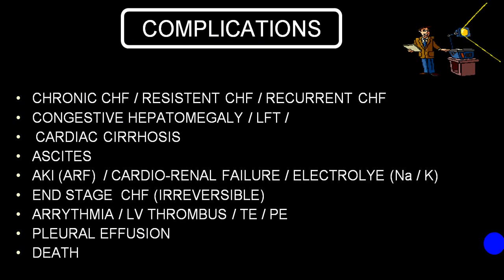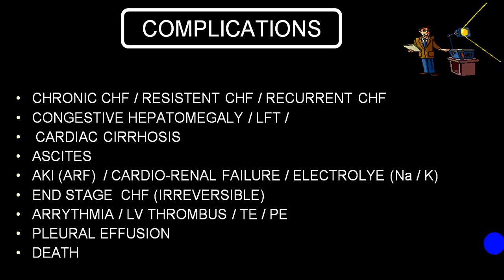As for complications, a person from acute can go into chronic congestive heart failure or resistant, recurrent congestive heart failure. Because of chronic congestive heart failure, a person develops congestive hepatomegaly, which we call cardiac cirrhosis, and ascites. Acute congestive heart failure can end up with an AKI. Chronic congestive heart failure can end up with a cardiorenal failure, or acute congestive heart failure can end up with an acute cardiorenal failure. Electrolyte imbalance because of the use of loop diuretics, particularly sodium and potassium, hyponatremia, hypokalemia.